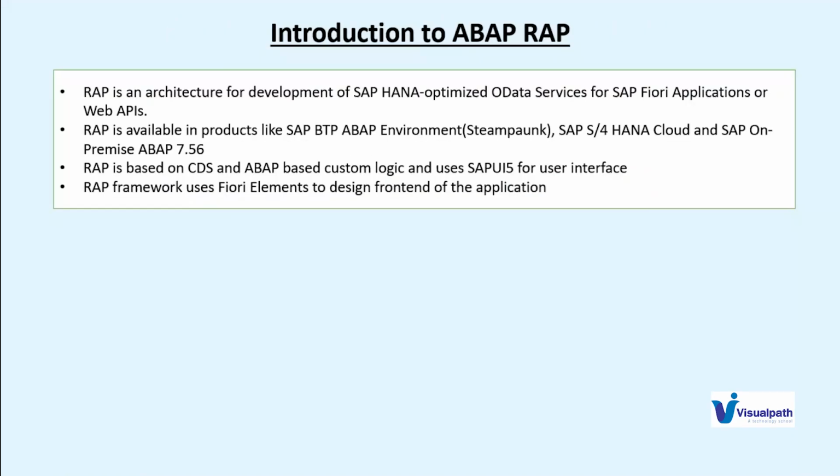So, introduction to ABAP RAP. RAP is an architecture for development of SAP HANA optimized OData services. In GUI, we used to develop reports and show the output in the GUI itself, which was not like a UI5 application, but in RAP, with the help of annotations, we will be able to make our own application similar to UI5. RAP is available in different products: on-premise as well as on BTP and on cloud, public cloud, private cloud.